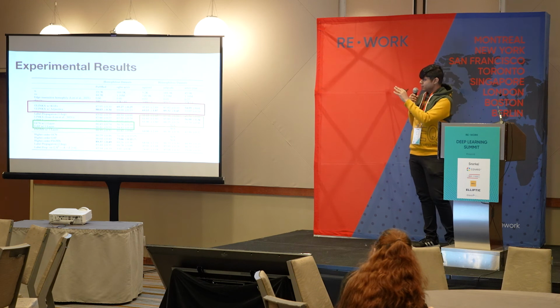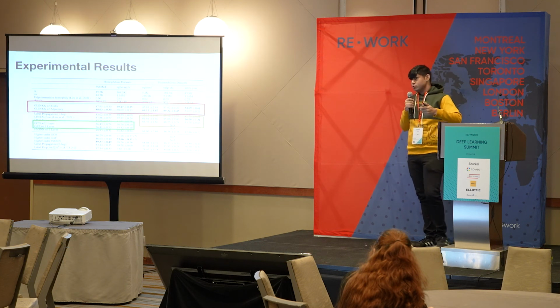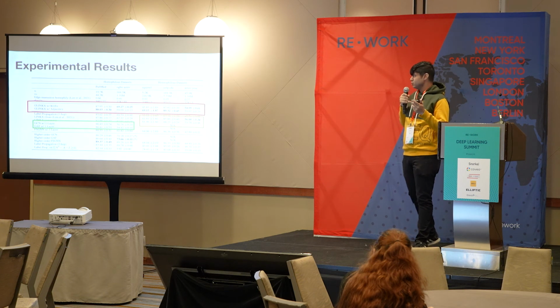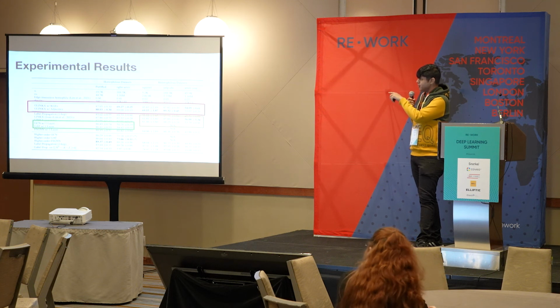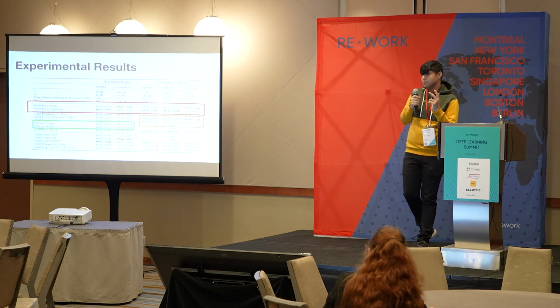So the box in the red is our method. The box in the green is a graph-based method. And the box in the orange is a very simple method that has been used for heterophilous data sets. You can see that our method is a lot better than a graph-based method if we are given the same budget.